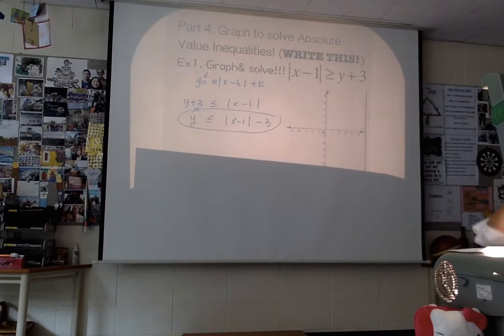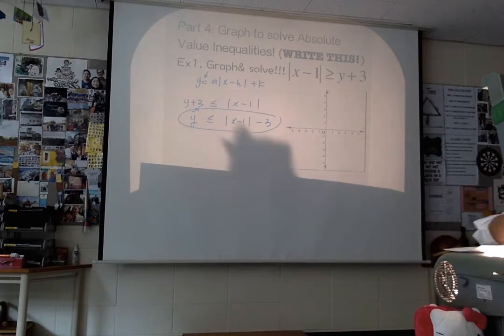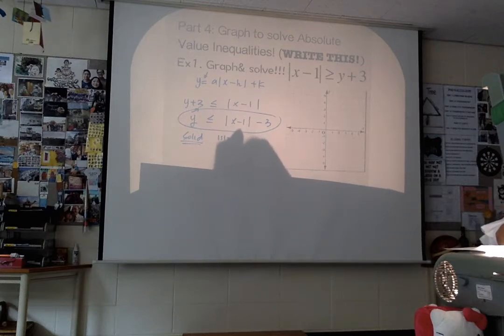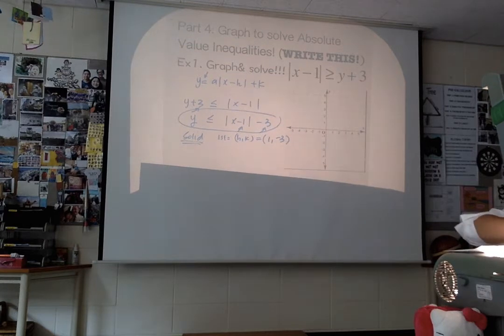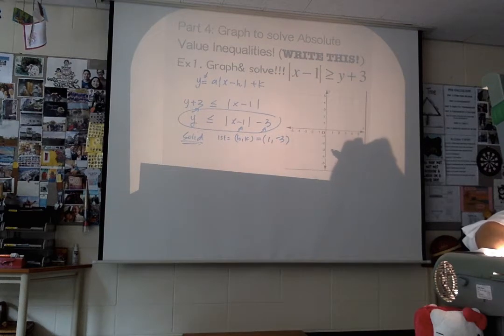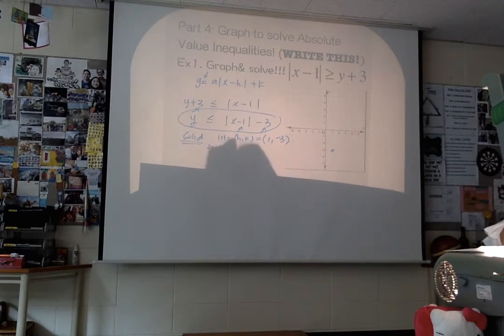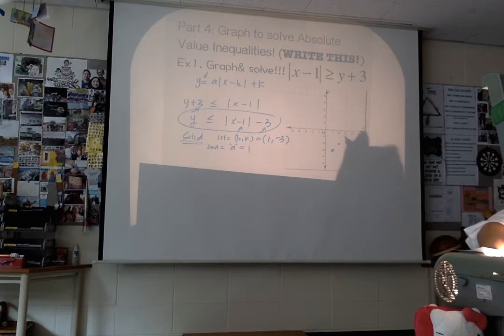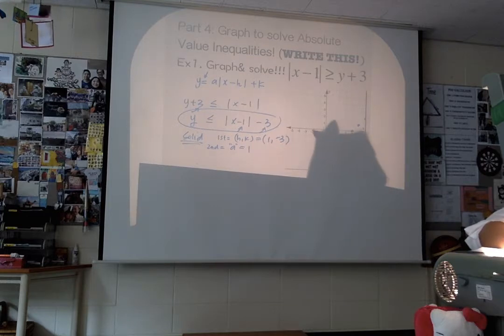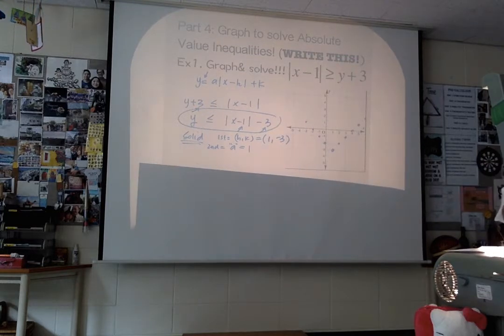So here's an inequality. First of all, we should note that this will be a solid line. What's my first step? It's my h, k. What is my h, k? It's 1, negative 3. So we start our graph right there. Second step, my a. What's my a? A is 1. That means my slope is up 1, right 1, up 1, right 1, and so on, and up 1, left 1, up 1, left 1. It should be exactly symmetric, and it's a solid line.